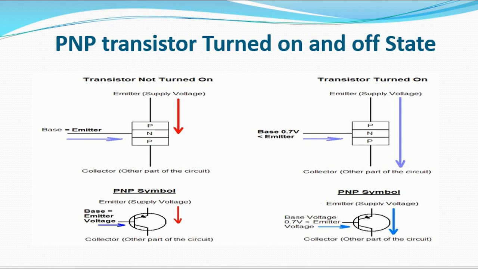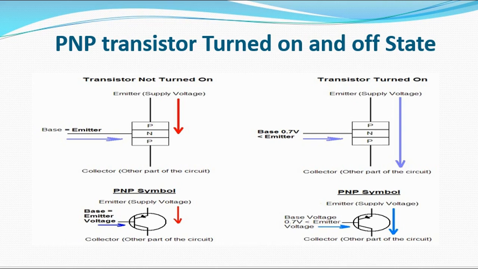I really want you to get this in depth, absolutely, so that you will not misunderstand everything I say here. This is the PNP transistor turn on and off state. Now we have the transistor not turned on. It means the emitter is not supplying voltage. Remember that the current itself will flow from where? From emitter to collector, while in terms of NPN, it will flow from collector to emitter.